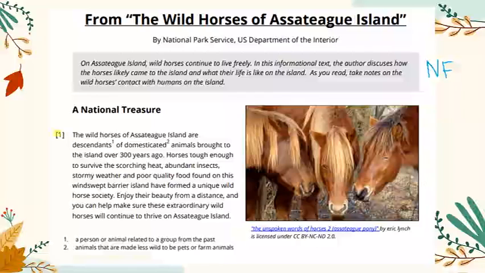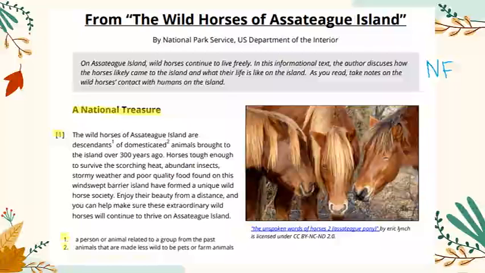We have a photograph, which is actually adorable. We have a heading here called A National Treasure. And a national treasure makes me wonder if they're saying that the horses are a national treasure for us. That's kind of neat. And then down here, I also see some vocabulary items noted. And I guess we'll get into that in a moment when we start reading.